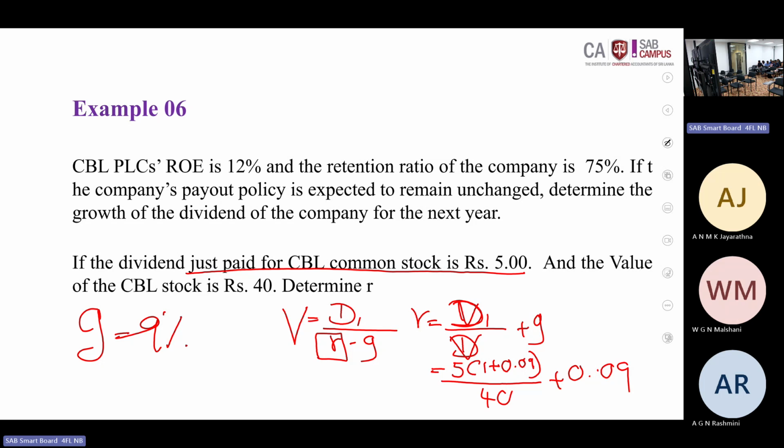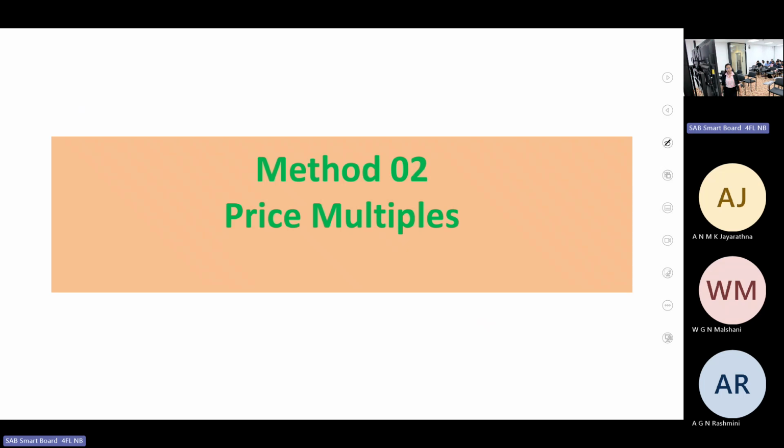Back. Let's start price multiples. The second method is multiples. Before moving to that one, we'll draw the mind map for the ordinary share. We had two methods. Go to the first lecture, the first page of your mind map. We'll mark the mind map.